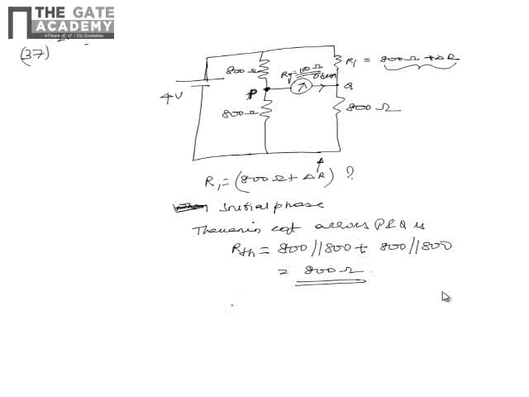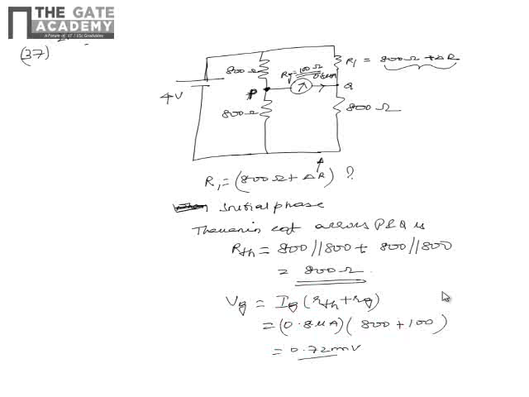The galvanometer reading VG is IG times RTH plus the galvanometer resistance. Here IG is given as 0.8 microamperes, times RTH, which we calculated as 800, plus the galvanometer resistance of 100 ohms. This comes to 0.72 millivolts. This is the new voltage developed across my galvanometer. Because there is a change in resistance, the bridge is no more balanced, so we are getting a voltage of 0.72 millivolts across the galvanometer.